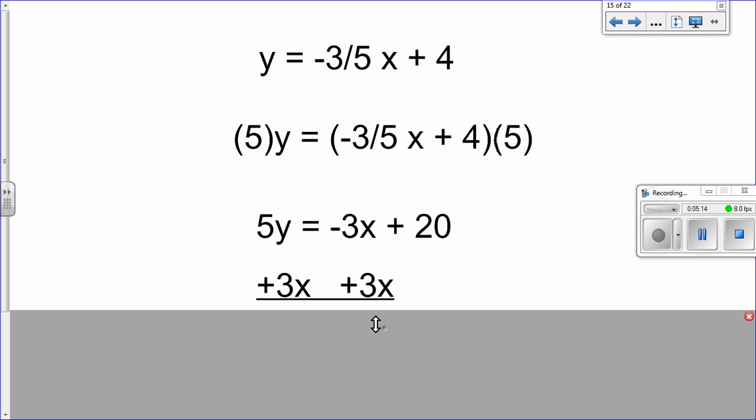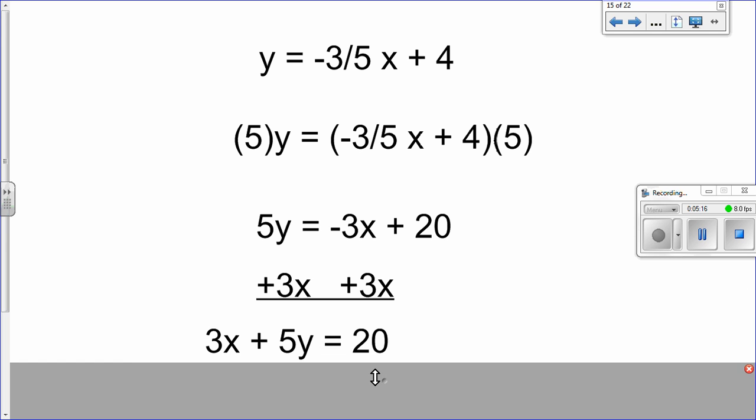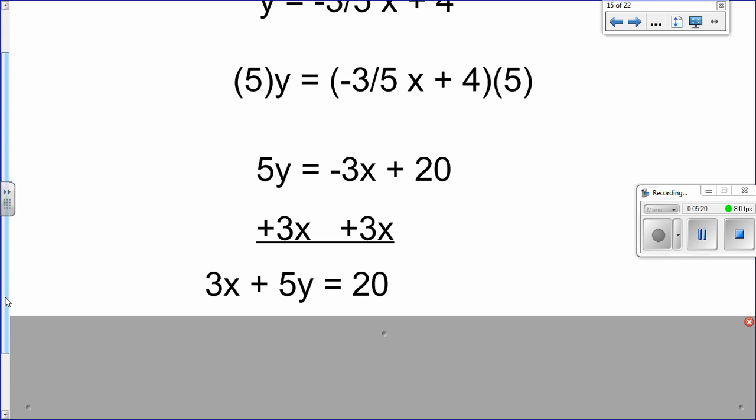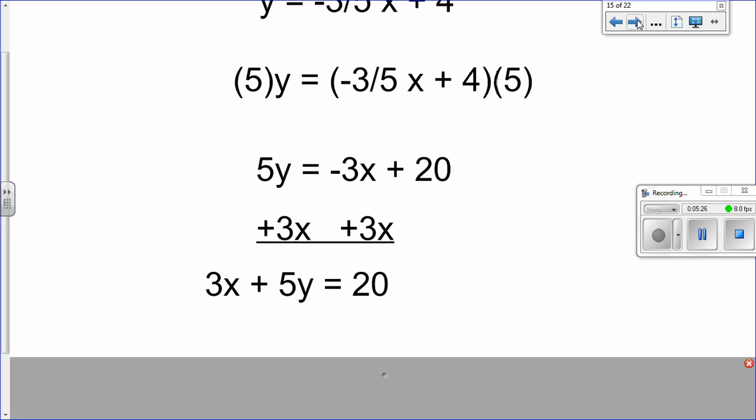We're going to add 3x to both sides. And now our equation is in standard form with integers only: 3x plus 5y equals 20.